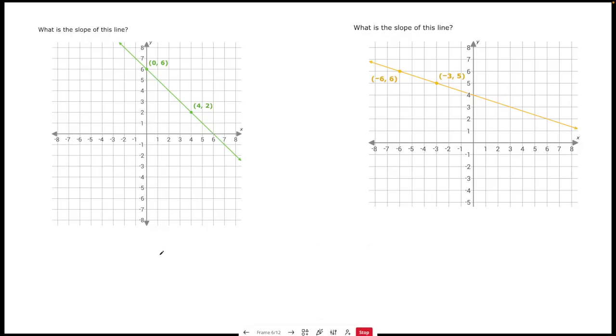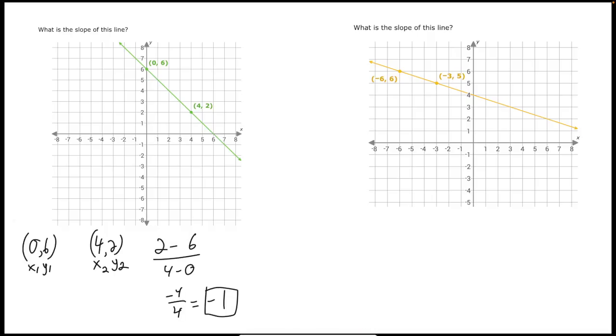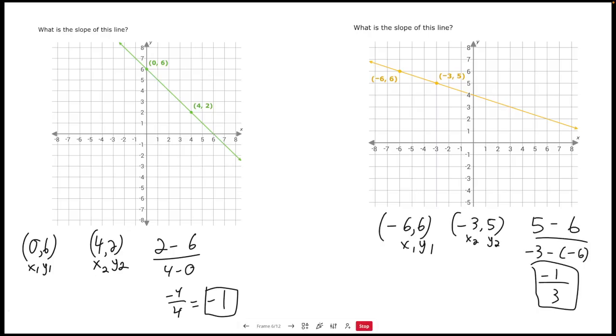Okay, now that you've had time to work these problems, let's check your solutions. For the first problem, you should have gotten a slope of -1. Remember, you could have flipped the x1, y1, x2, y2, but you should come up with the same answer if you're doing it correctly. Okay? And for the second problem, you should have gotten a slope of -1/3.